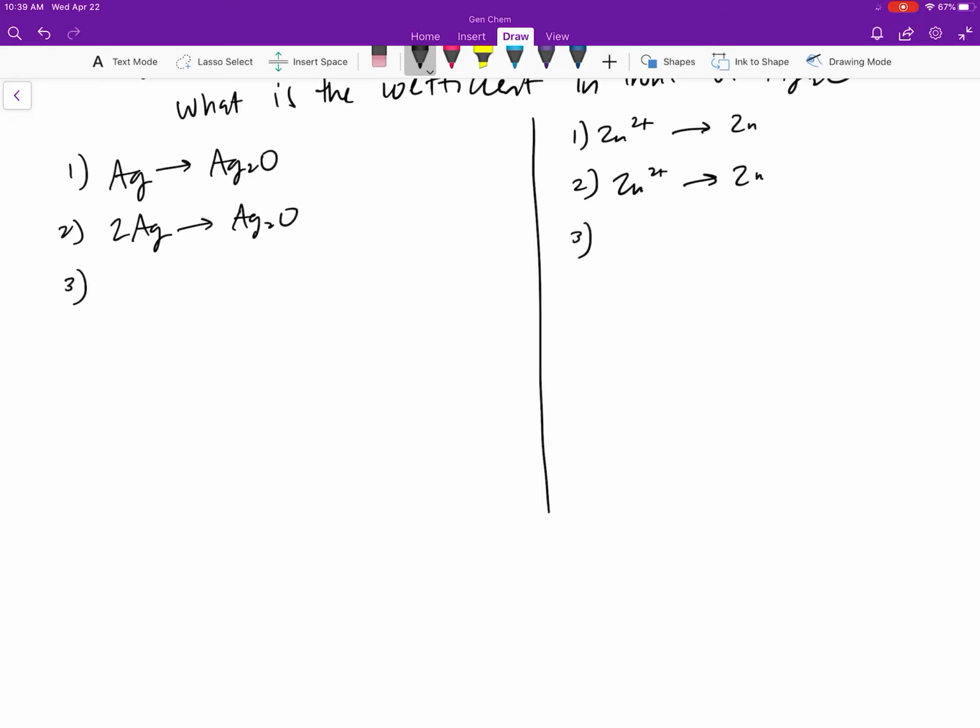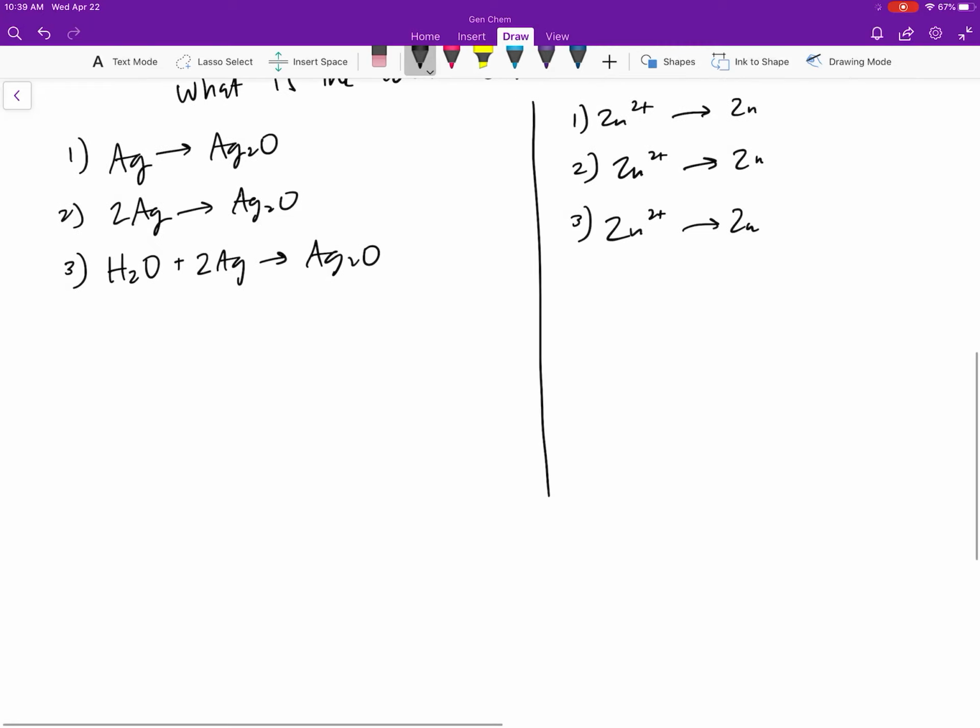Okay, so this is just like the last one. Now we're going to add waters to balance up the oxygen. So pause here and do that. Okay, so it's getting a little redundant to write Zn2+ over and over again, but we're going to do it just to make sure we're following all the rules. Now we're going to add protons to balance out the hydrogens in the water we just added. So pause here and do that.